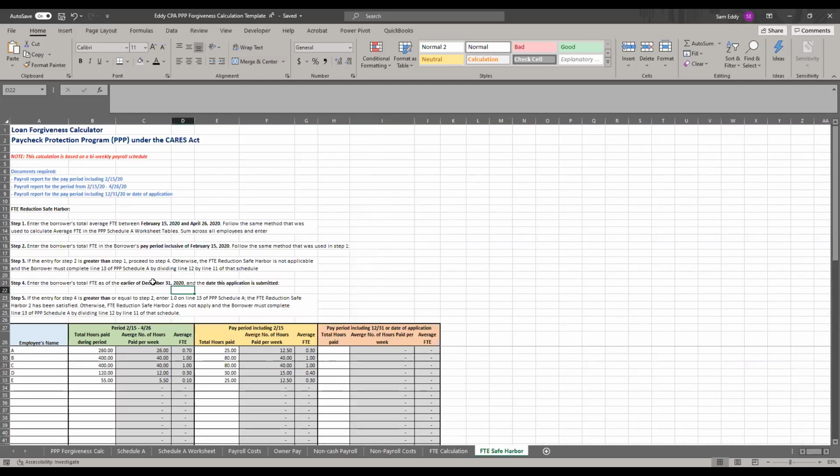Now, this is for safe harbor number 2. This looks at a similar comparison to what is in the safe harbor for the payroll costs. It looks first at the pay period including 2/15 compared to the period from 2/15 to 4/26. If the period from 2/15 to 4/26 is still less than the pay period including 2/15, you can then look at a pay period including 12/31 or the date of the application to see if that is higher than your pay period including 2/15.